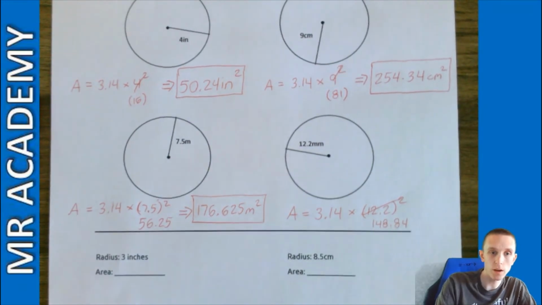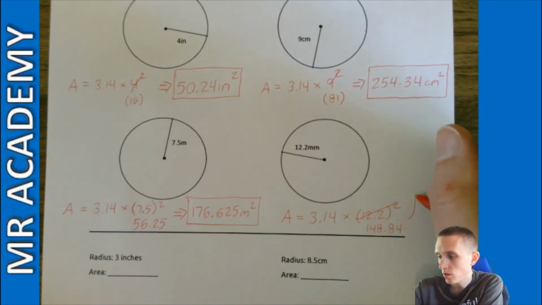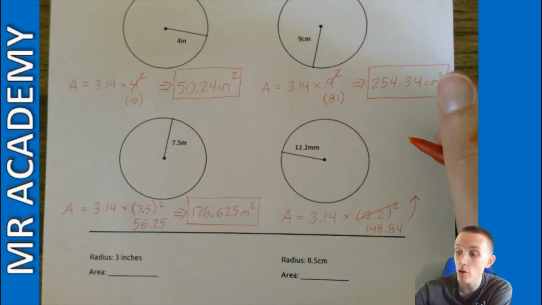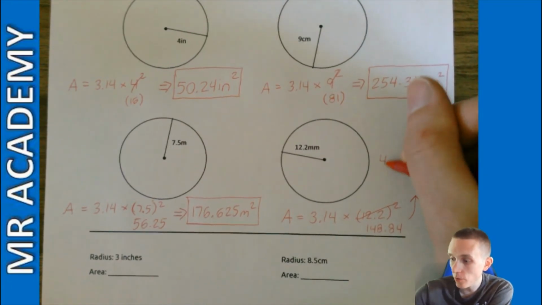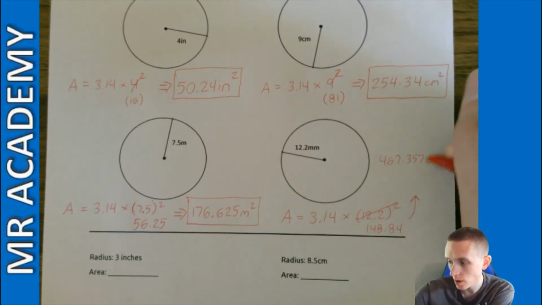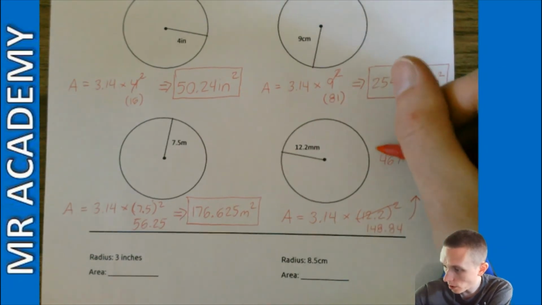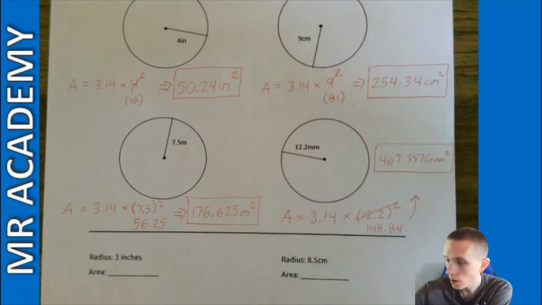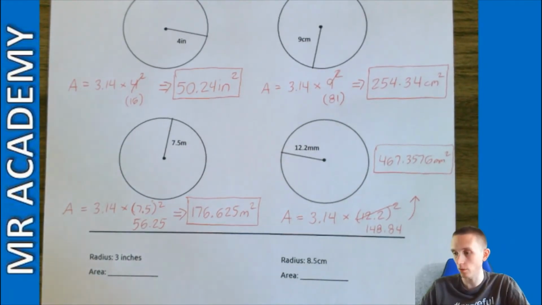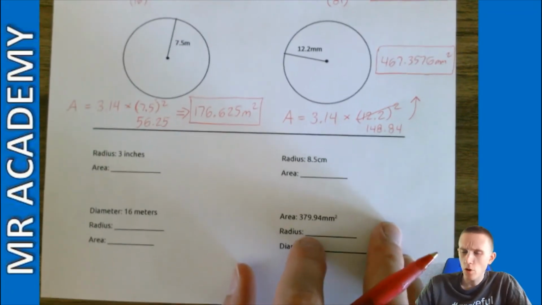If I can type it in correctly, there we go. So we end up with going to be kind of a long number. I'm going to write it up here. So 3.14 times 148.84 is 467.3576. That is millimeters, and it is squared. And we put a box around it because we are done. Beautiful.